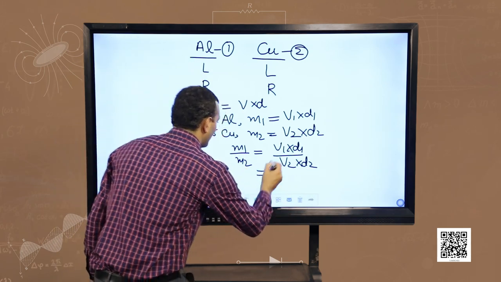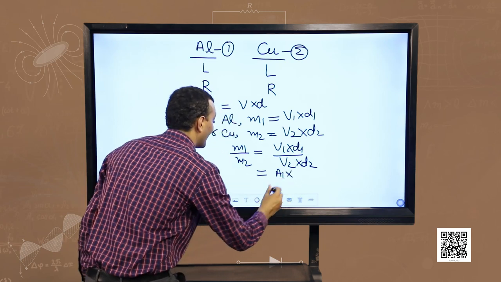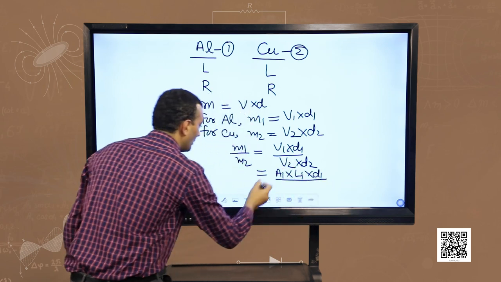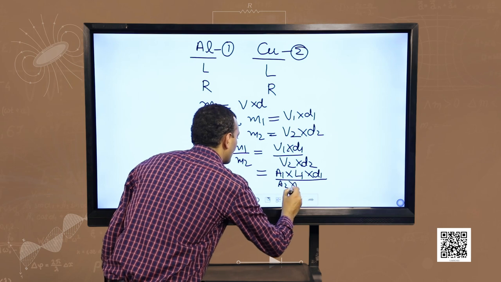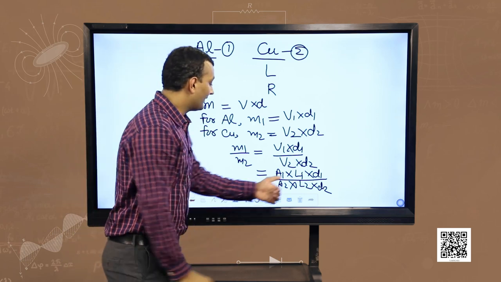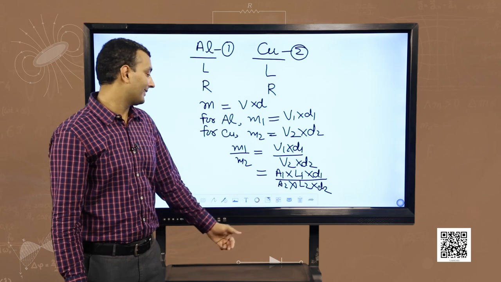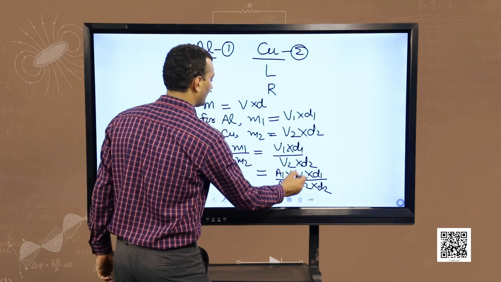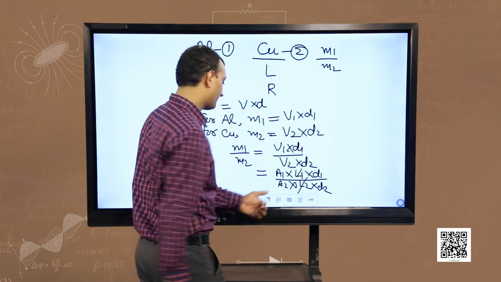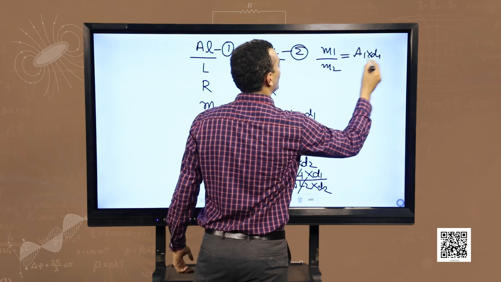All right, we know that volume equals area multiplied by length. So using that in both the equations, since both the lengths were the same, these L1 and L2 are going to be cancelled out and we are left with M1 upon M2 equals A1 D1 upon A2 D2.